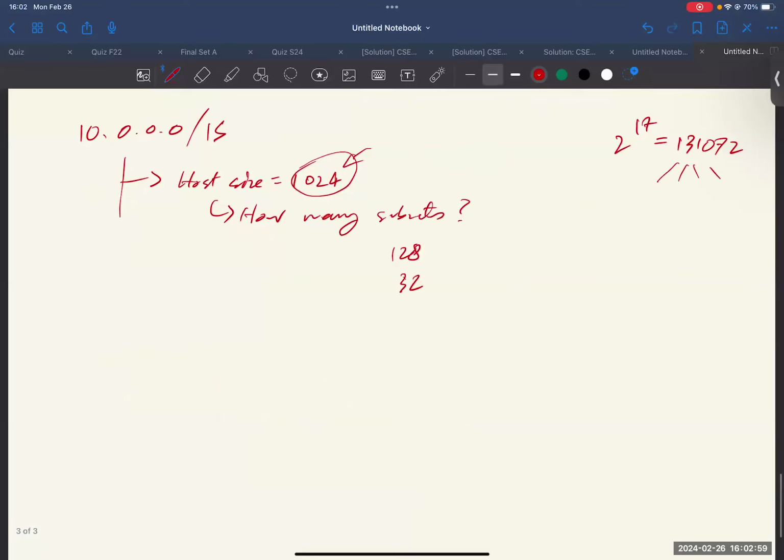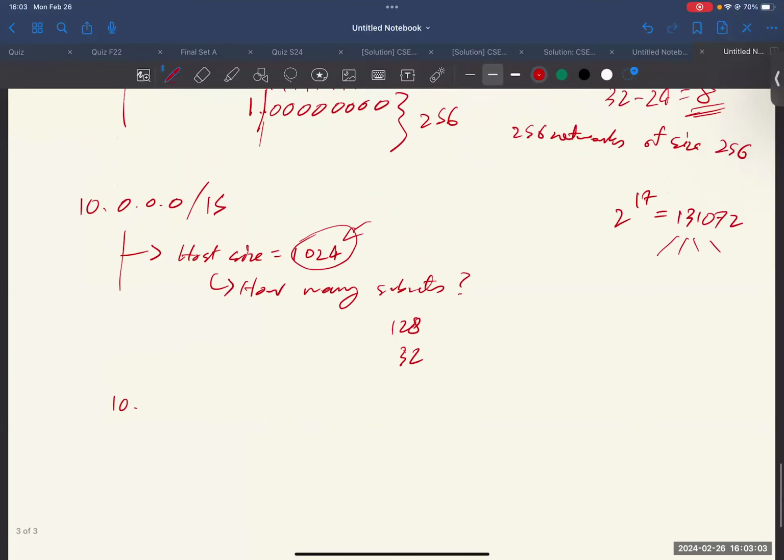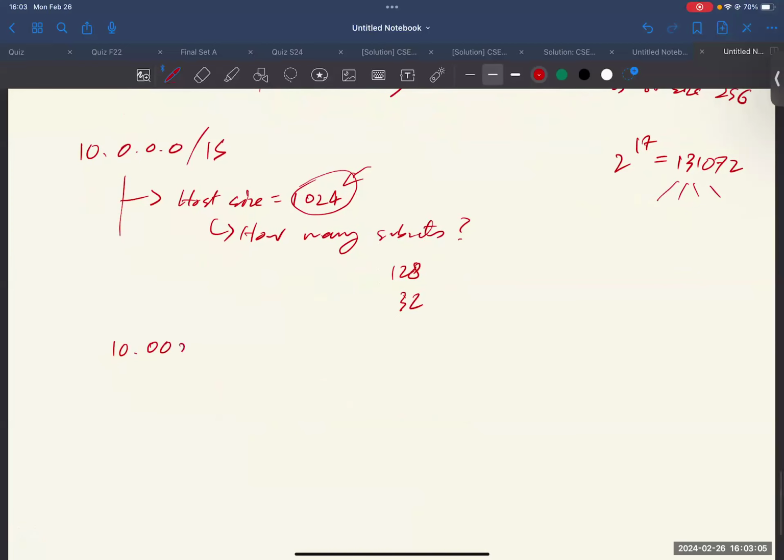So let's see. Let's break this down. So I have this again, 10 dot. I have to break this one now because 15 intersects with the second octet. Right? This is where I break off. 2 3 4 5 6 7 8. This is my IP address, right?